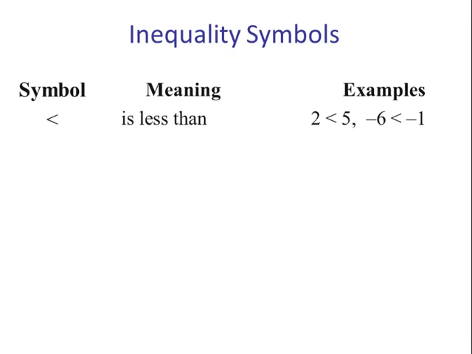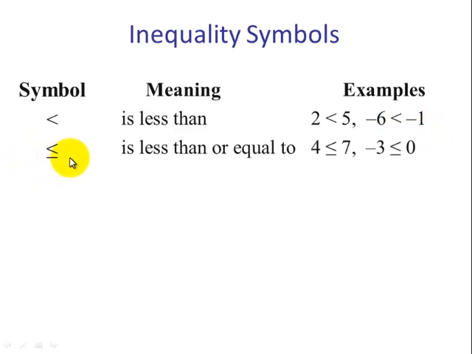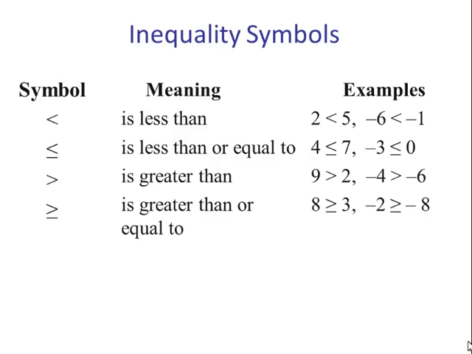Inequality symbols. The symbol here means less than, and some examples: 2 is less than 5, and -6 is less than -1. Less than or equal to is the next symbol, and 4 is less than or equal to 7, and -3 is less than or equal to 0. Next is greater than, and we have 9 is greater than 2. That's a true statement. -4 is greater than -6. The next symbol is greater than or equal to, and the examples are 8 is greater than or equal to 3, -2 is greater than or equal to -8.